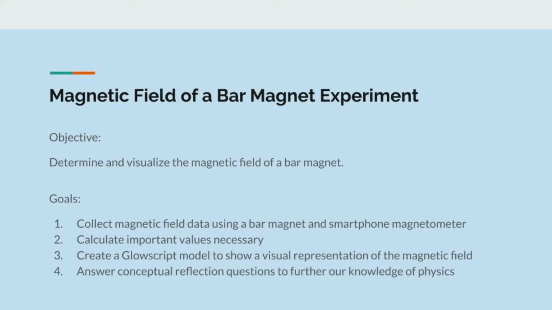First, I'll use a bar magnet and a smartphone magnetometer app recording distance and direction of the smartphone with respect to the magnet, as well as the determined magnetic field at each of these locations. Afterwards, I'll be creating a computational model that displays arrows showing the magnetic field at several different locations. Additionally, I'll be answering a couple of conceptual questions that further our knowledge of magnetic fields.